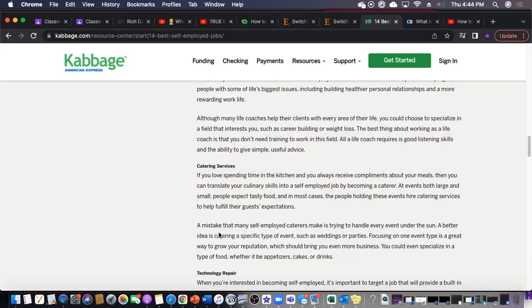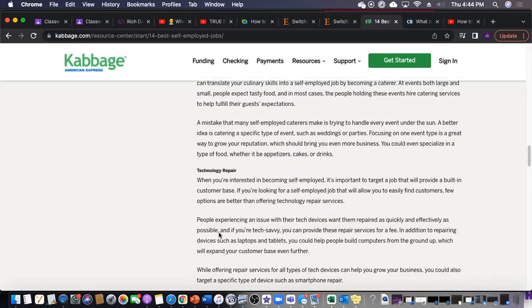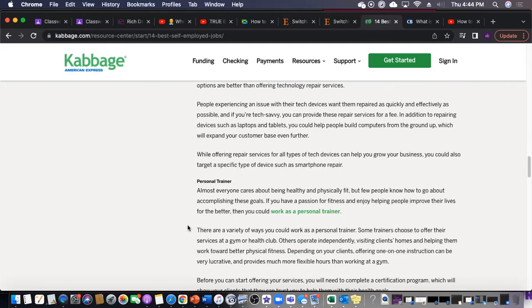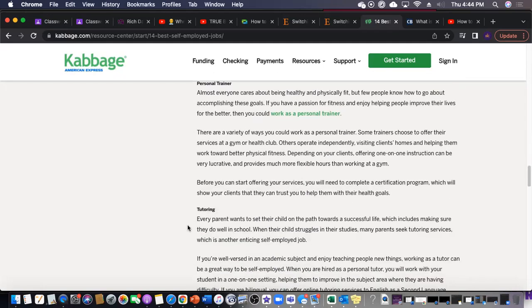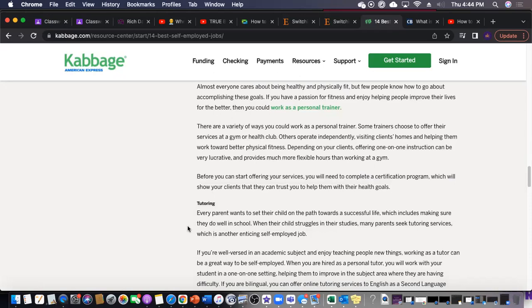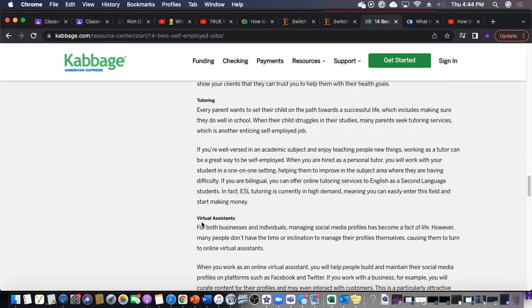So the next thing you can do is do catering service. You can do technology repair, or you become a personal trainer, or you could be tutoring. Like this is a form of tutoring. If you know something at a decent amount, you can actually tutor other people for it and teach other people. Teaching is a form of being self-employed.